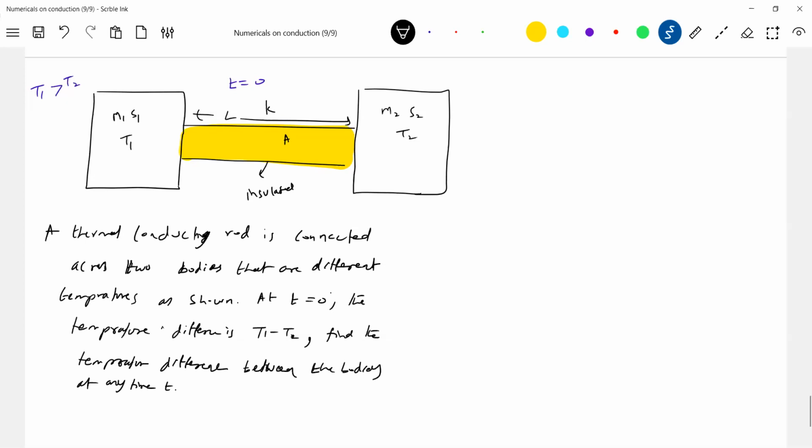T1 greater than T2. So this is a hot body, or you can say warm body. I'll connect a rod, so the heat will flow from here. What happens to the temperature of this? It decreases. Temperature of this will increase. Instead of this body, you can take a gas also. Here, diatomic gas, monatomic gas, this is at higher temperature T1, low temperature T2. Then the gas will exchange heat through a rod. I want the temperature difference between the gases at any time t.